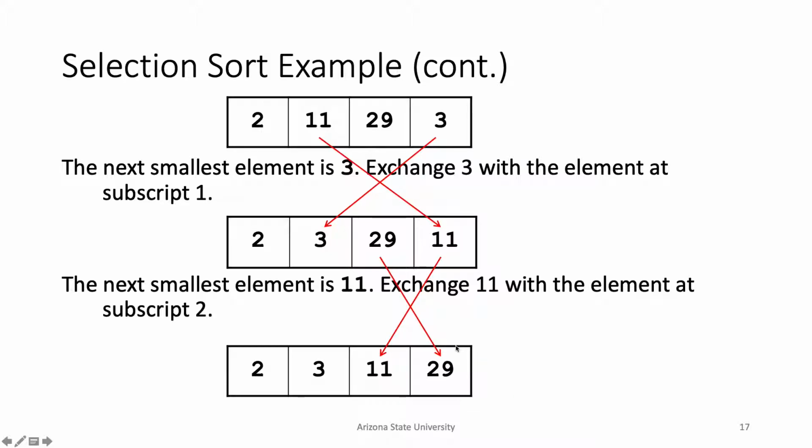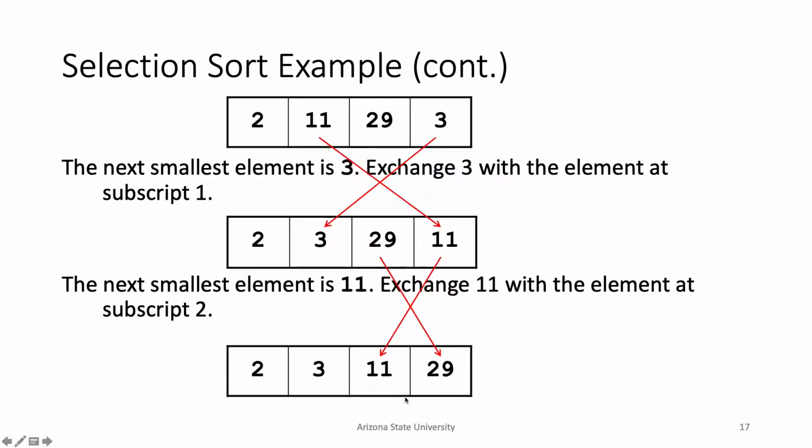Find the smallest element among the 1 element at the end, which is what? 29. Swap it with itself because it has to go in that place. So in fact, you can just ignore that because 1 element is always sorted. So that's not an issue. But now we have the list sorted.